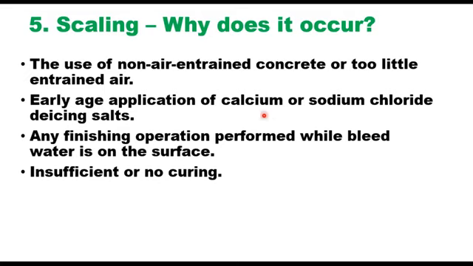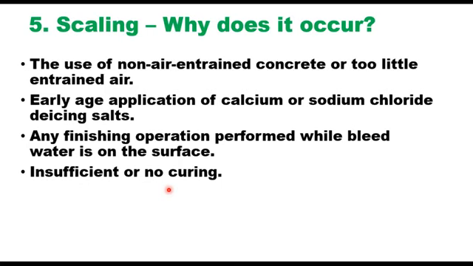Any finishing operation performed while bleed water is on the surface. If bleed water is on the surface, then it can result in very high water cement ratio, and that will produce a surface layer which is weak. And the last is insufficient or no curing. This omission often results in a weak surface skin which will scale if it is exposed to freezing and thawing in the presence of moisture and de-icing salts.